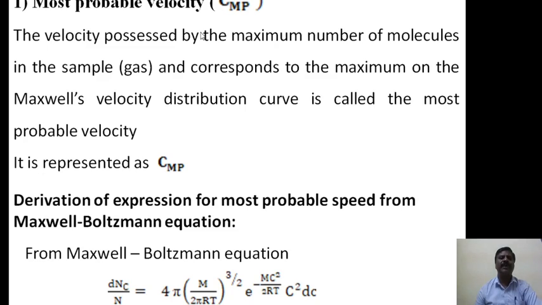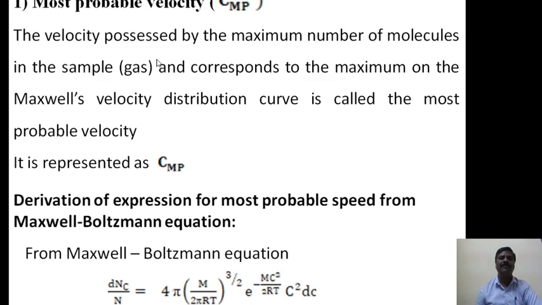Now how is CMP defined? The velocity possessed by the maximum number of molecules in the gas or sample, which corresponds to the maximum on the Maxwell velocity distribution curve, is called most probable velocity.